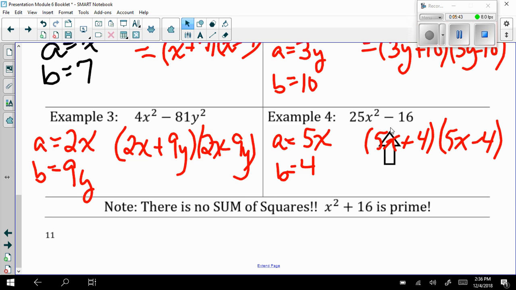Now I do want to make a note here. It has to be difference of squares. It has to be subtraction. If it's a sum, even if they're both perfect squares, not factorable. You can't factor this. It is prime. The only things that go into x squared plus 16 are x squared plus 16 and 1. So this one cannot be factored.